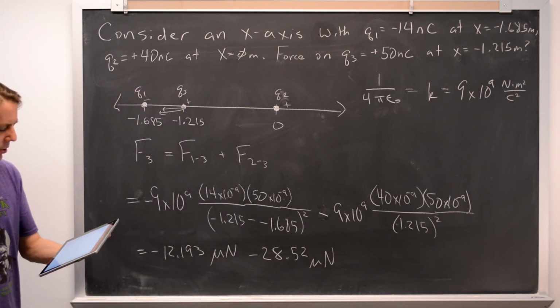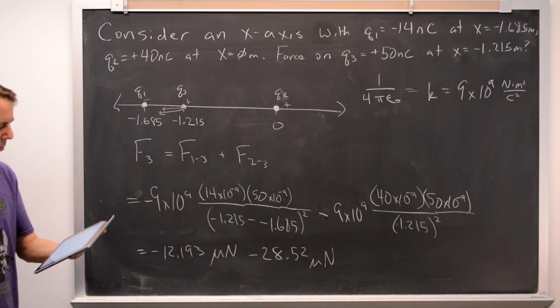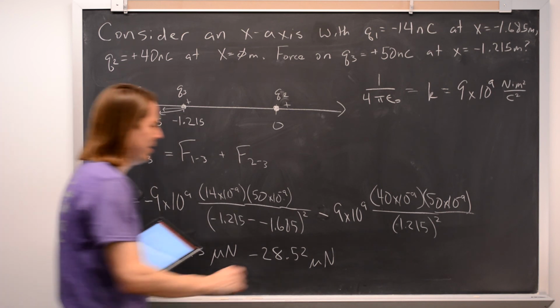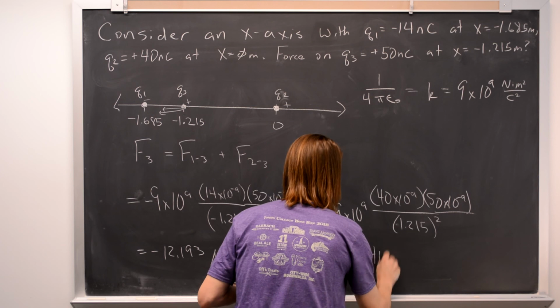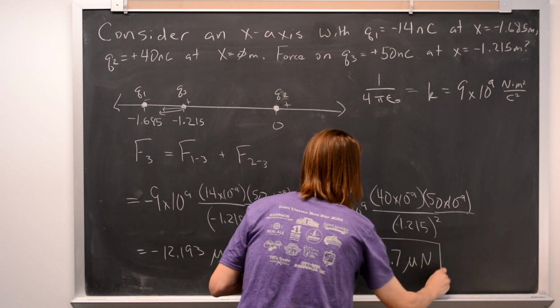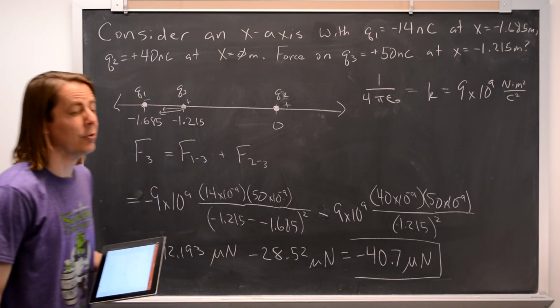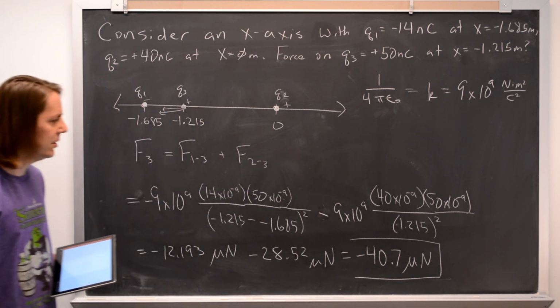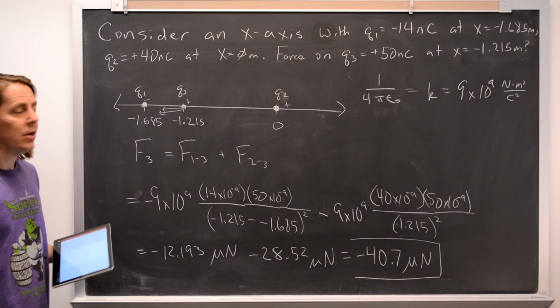For a final answer of minus 40.7 newtons, it must be micronewtons, equals minus 40.7 micronewtons, or you could enter minus 0.000047 newtons. So that one, that's it.